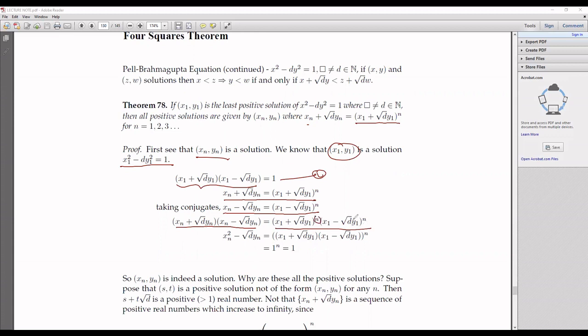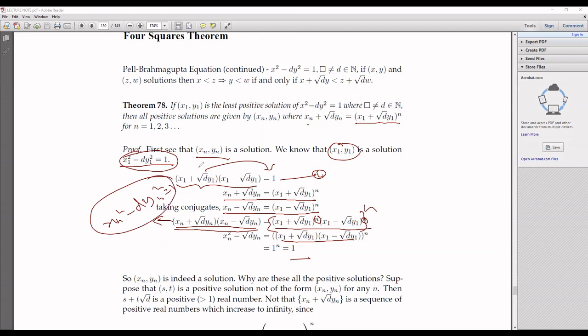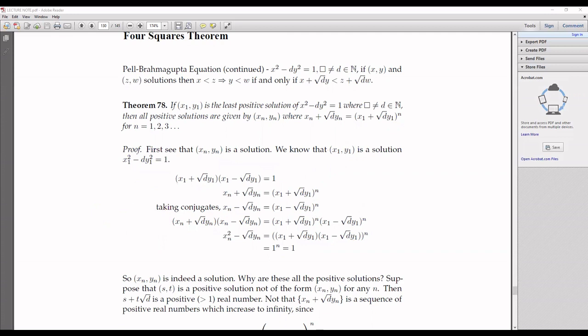But the n can be brought outside the overall product, right? And these will produce exactly this equation. I mean, basically this equals 1. So we just proved that these two conjugates have product 1. Which means, what is this product actually? xn square minus d yn square. So this equals 1 means xn, yn is indeed a solution. So this part is done.